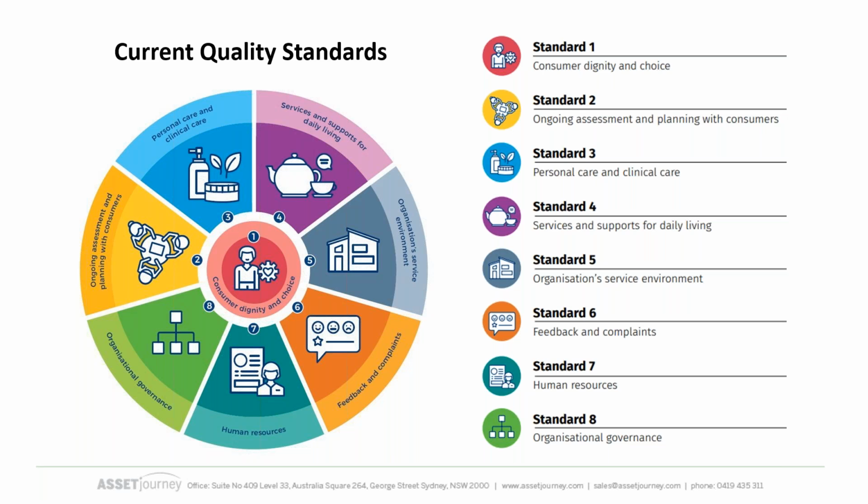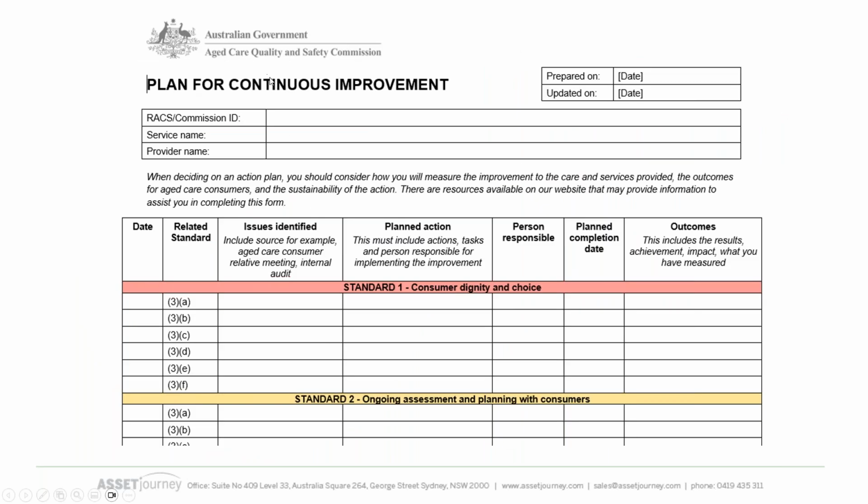And there is a continuous improvement plan required out of that. They have this template, I guess you could say, from the Australian government, where you have your commission ID, service name, provider name, then you have the standard. So there's standard 1 and there's related standard 3A, B, C, D, E, F. Standard 2, 3A, B, C, D. And I could dig into those and show. It's all on the website. It's quite interesting to see what these are.